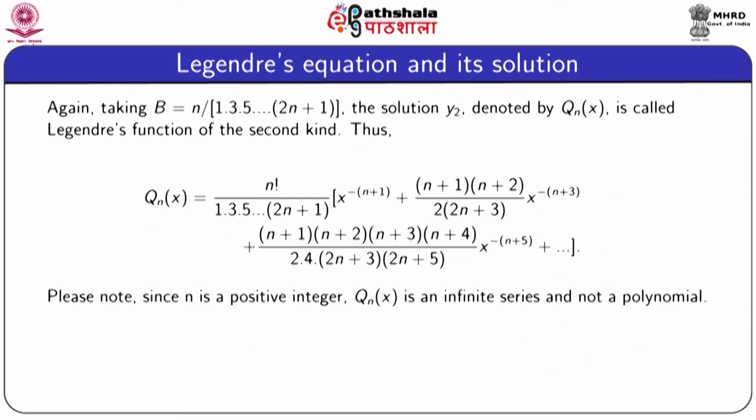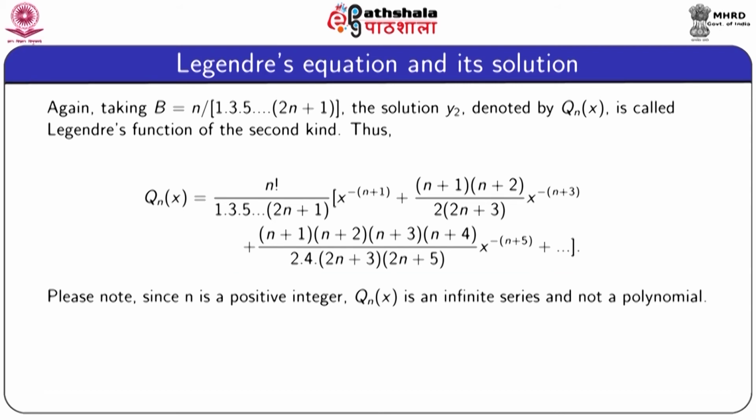By taking b equal to n divided by 1.3.5 up to 2n plus 1, the solution y2, which is denoted by Qn(x), is called the Legendre's function of second kind, and we have the expression Qn(x) to be n factorial divided by 1.3.5 up to 2n plus 1 into x to the power minus of n plus 1, plus n plus 1 into n plus 2 divided by 2 into 2n plus 3 x to the power minus of n plus 3, plus n plus 1 into n plus 2 into n plus 3 into n plus 4 divided by 2.4 into 2n plus 3 into 2n plus 5 x to the power minus of n plus 5, plus dot dot.